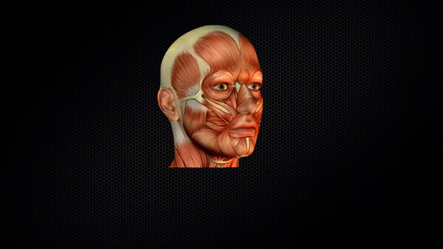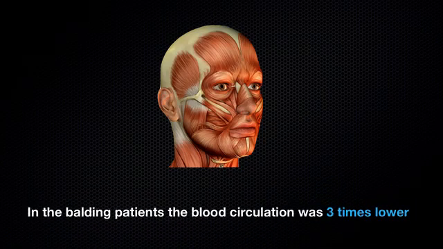A study by the Department of Dermatology at the University of Copenhagen scientifically measured the blood circulation in 14 patients suffering from hair loss. Using a method called 133XE, they compared the results with those of 14 patients with healthy hair. In the scalp of the balding patients, the blood circulation was 3 times lower. At endhairloss.eu, we were already aware of all this, well before the study took place, but it's always good to get a confirmation in the scientific world.